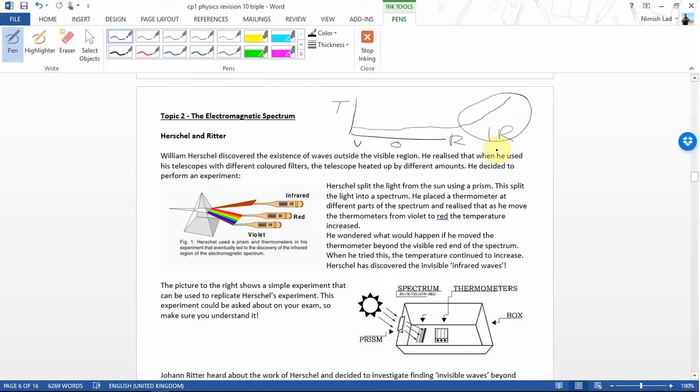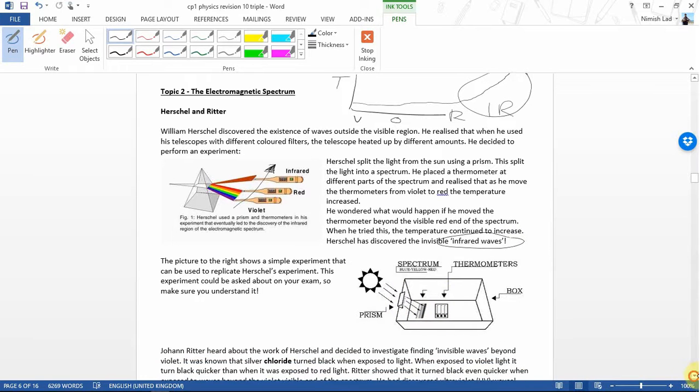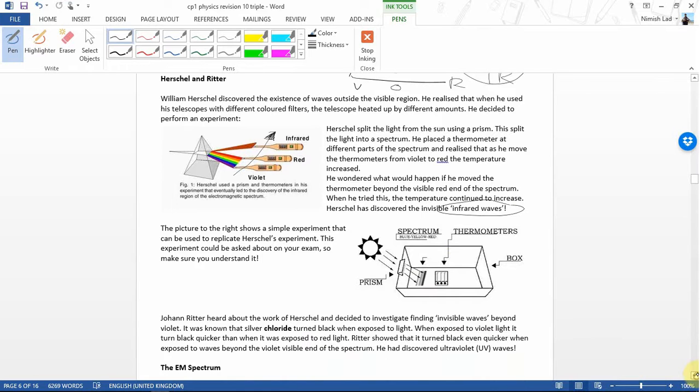So the idea here is that he moved a thermometer across this spectrum, starting over here and moving across this way, and as he went beyond red, the temperature continued to increase faster. He wondered what would happen if he moved beyond red. It continued to increase faster, therefore he found the invisible infrared waves, and that's the key thing for that one. So here's the experiment. A prism splits the light, and you take the thermometer at different points. You move the thermometer across, moved it into the infrared, and it was hotter.